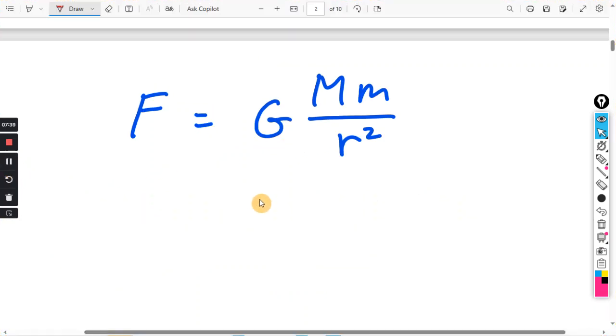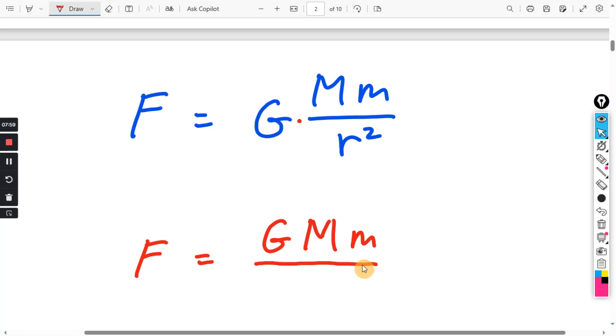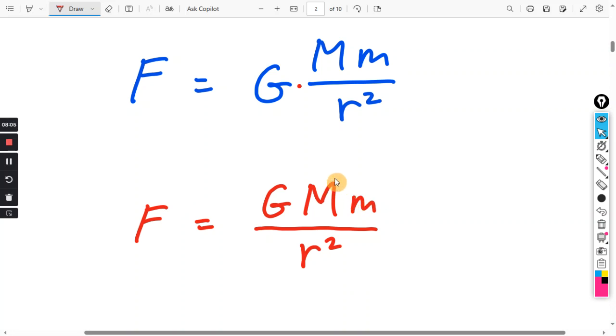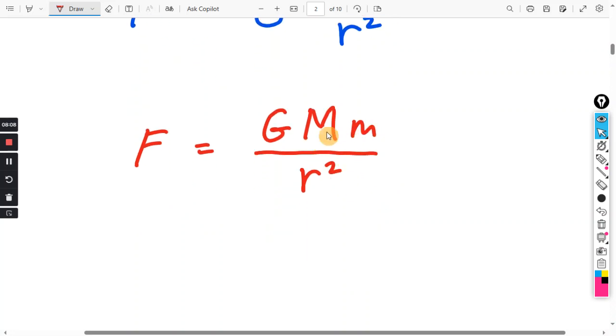All right, so this was the original. And like I said, this g is multiplied by this fraction. So g is really in the numerator. Let's rewrite it with g in the numerator. We have g times capital M, times lowercase m, divided by r squared. All right, we're solving for lowercase m. So we have lowercase m times capital GM. All right, these are all multiplied. Now, we want to get rid of capital GM, and we're isolating lowercase m.